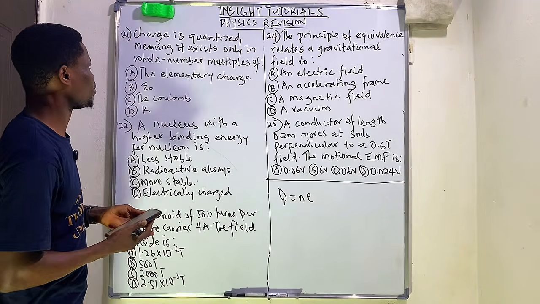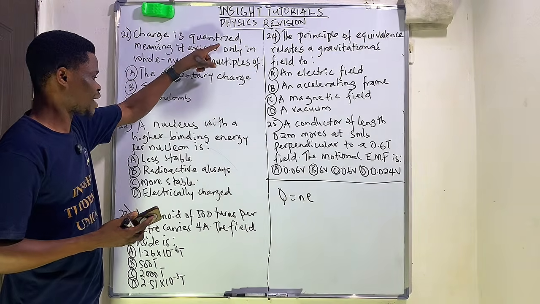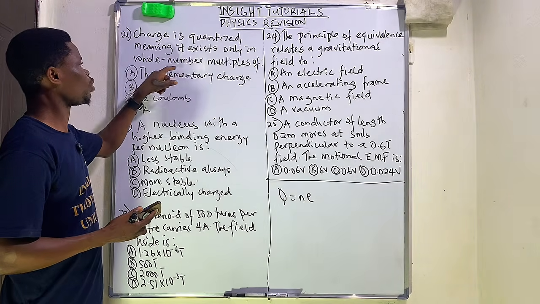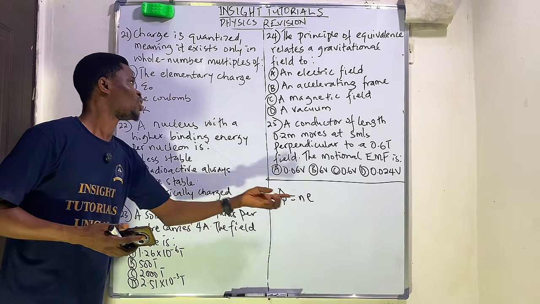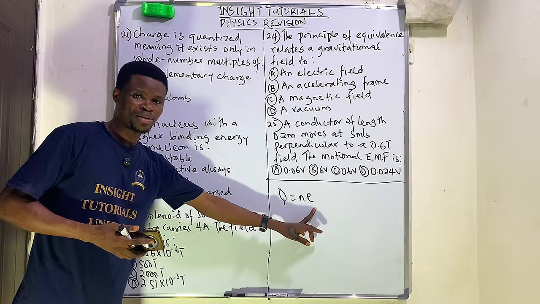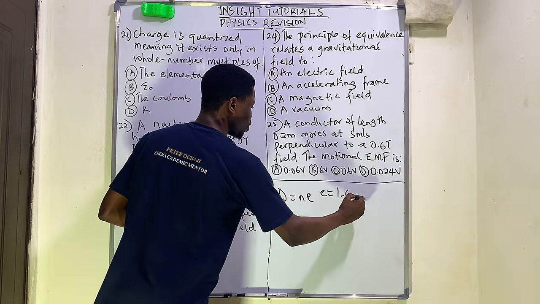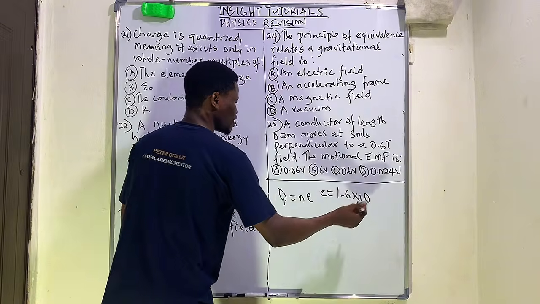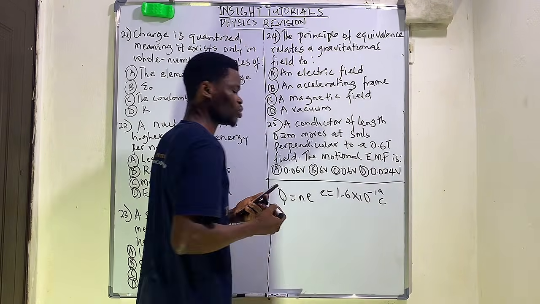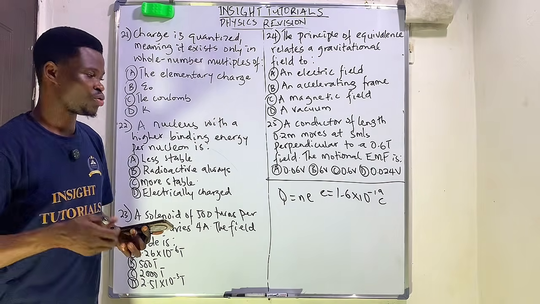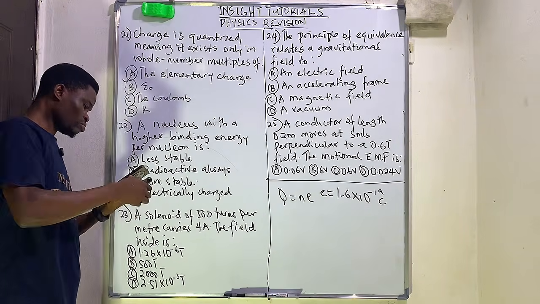So when we talk about charge, which is Q, being quantized, it exists only in whole number multiples. This n is an integer, a whole number multiple of the elementary charge, where this elementary charge e is actually a constant of 1.6 times 10 to the power of minus 19 Coulomb. Very important for you to know. So the correct option to this question is option A.